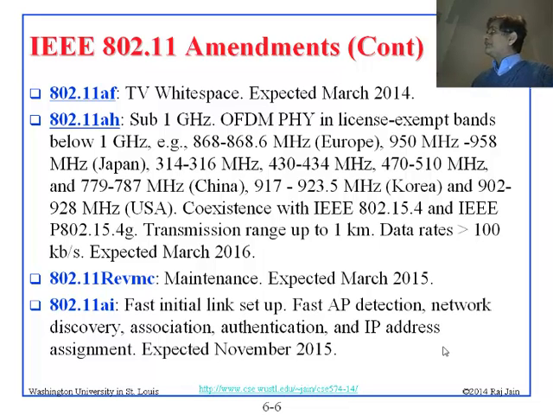Then there are standards which are still in the works. They don't have any year with them because they are still being done. So AF is white spaces, expected in March 2014, and we will discuss that. AH is sub 1 gigahertz, and we will discuss that. And this is important. There are many different frequencies here which I have written down just for completeness, but it is sub 1, below 1 gigahertz. Then Rev M, this is maintenance again, which is going to appear in March 2015. And AI is the fast initial link setup, expected in November 2015. So it's still almost 2 years away.